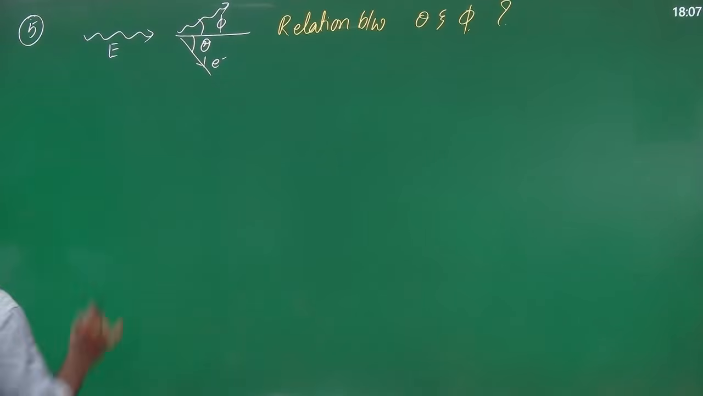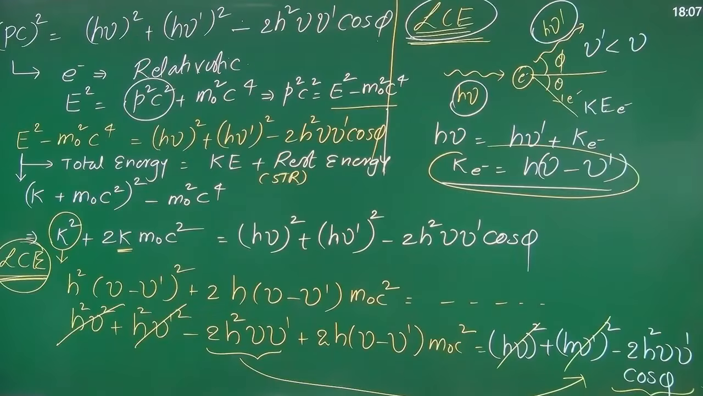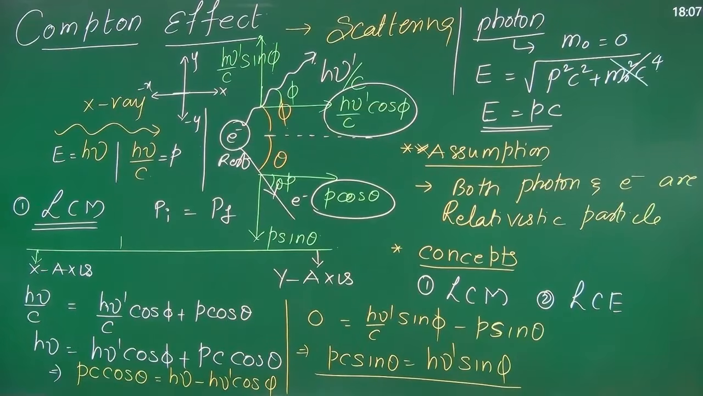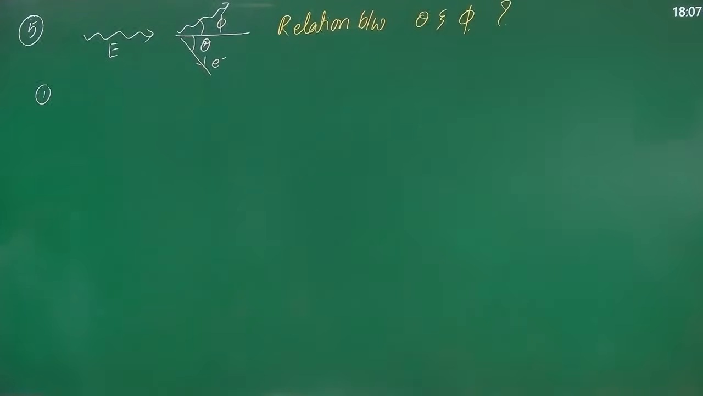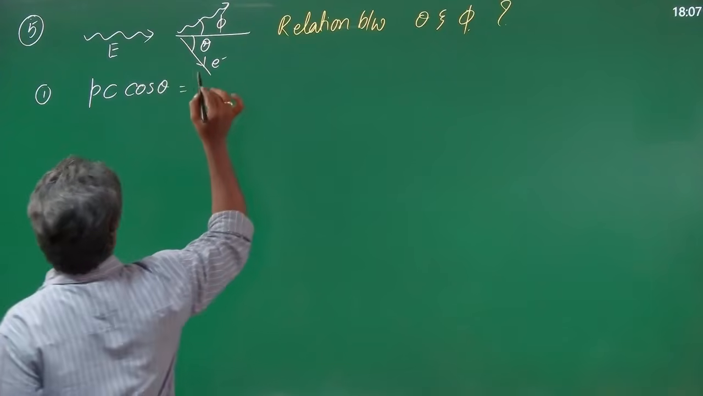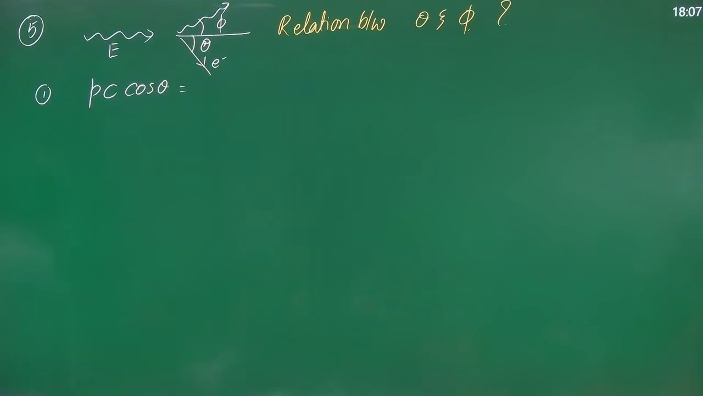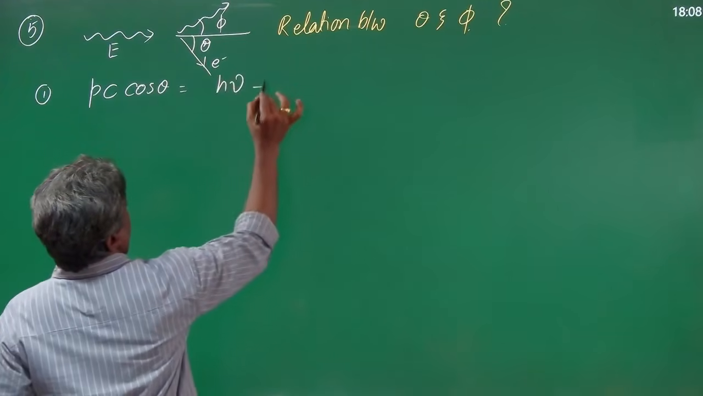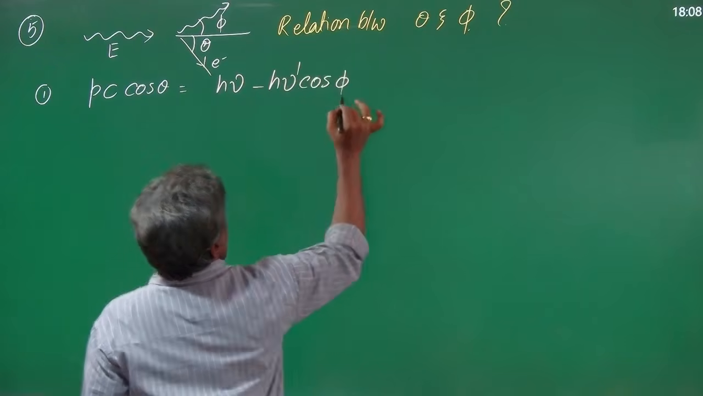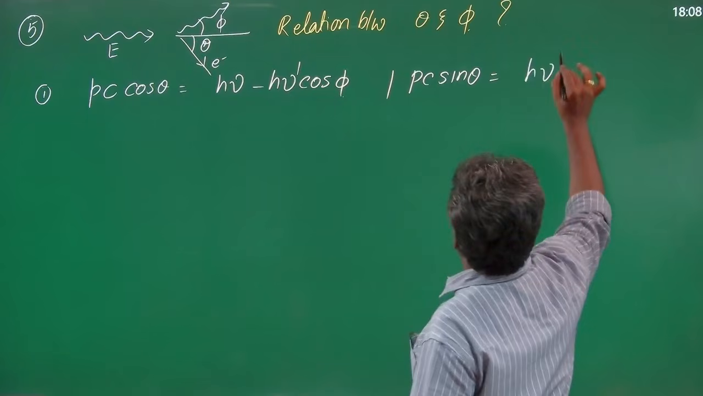Listen. For this, in the beginning, we have written the law of conservation of momentum. Yeah, here. We have written 2 equations. One is P c cos theta, another is P c sin theta. First one, P c cos theta equal to h nu minus h nu prime cos phi. Next, one more relation we got, P c sin theta equal to h nu prime sin phi.